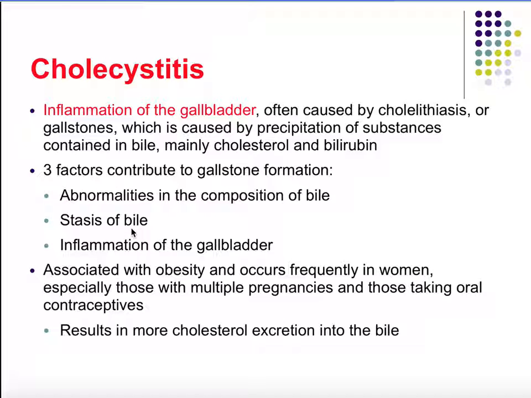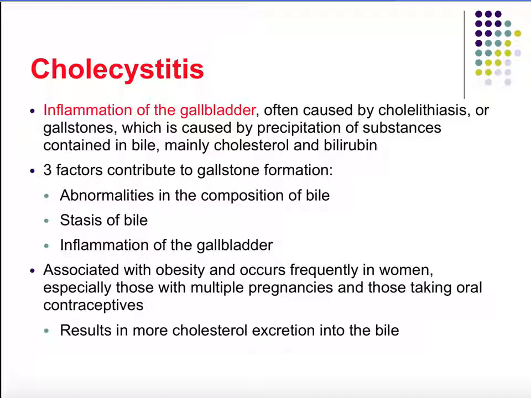Another is stasis of bile. So when bile is blocked from flowing out of the gallbladder and it's just sitting there, it can start to precipitate as well and turn into a gallstone. And then inflammation of the gallbladder can obviously cause gallstones as well. Cholecystitis is associated with obesity. It occurs frequently in women, especially those who've had multiple pregnancies or if they're taking oral contraceptives. And that's because it just results in more cholesterol excretion into the bile.